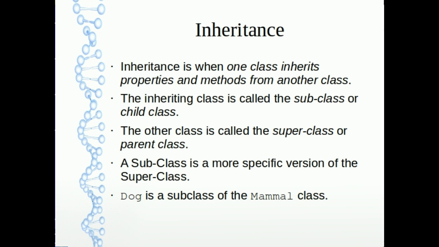In the previous video in this series, we also learned that inheritance is when one class inherits properties and methods from another class, that the inheriting class is called the subclass or child class, whilst the other class, the class which is being inherited from, is called the superclass or parent class. We learned that a subclass is a more specific version of the superclass. An appropriate example of this is the dog class being a subclass of the mammal class, and we would say that the mammal class is the superclass of the dog class.